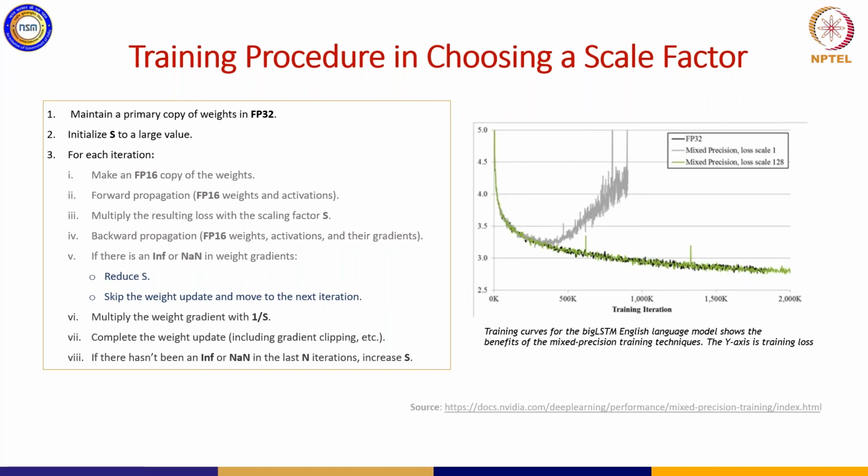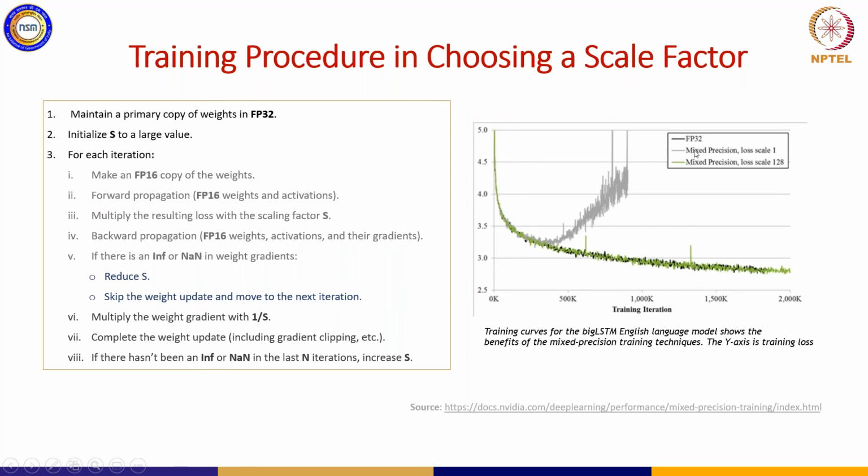So when there is an underflow or an overflow, you reduce the scaling factor until you get a value where overflow doesn't occur anymore. And after that value, a slight increase may lead to overflow. So at that exact point, you can use that particular scaling factor. And this is an example performed using big LSTM.